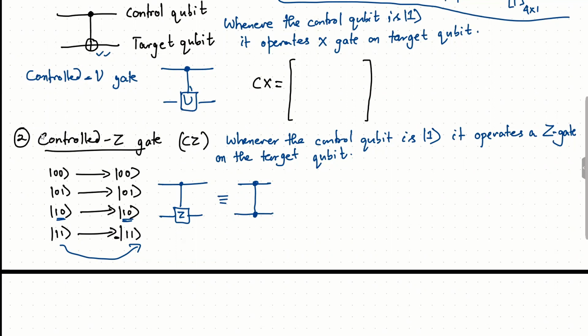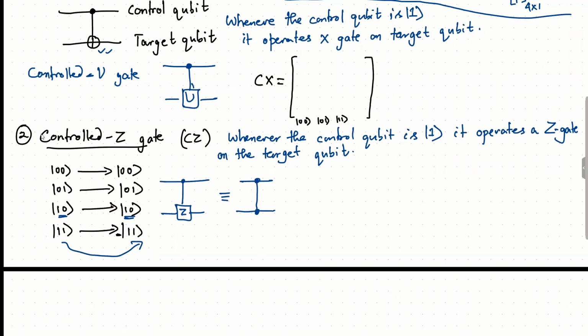So CX, when operated on 00, gives 00 only. CX when operating on 01 gives 01 only. CX when operating on 10 gives 11. And CX when operating on the final basis state, that is 11, gives 10. That's why these columns would take the following form. For 00, we get this. For 01, we get this. For 11, we get this. And for 10, we get 1, 0, right?